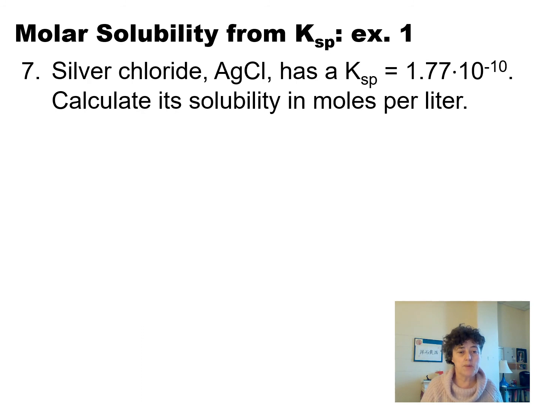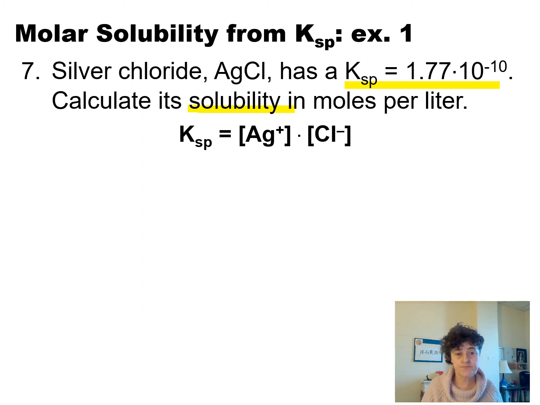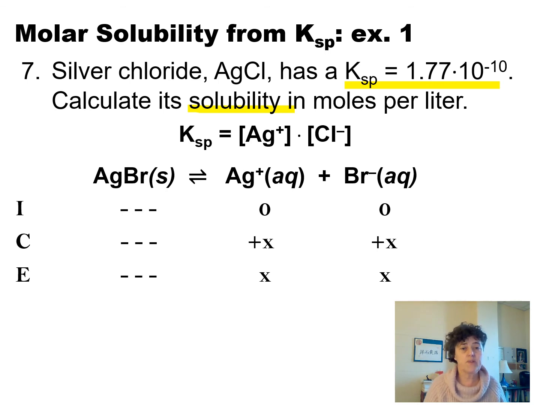In this problem, we are given the Ksp, and we need to calculate the solubility. Okay. So let's write the Ksp expression. So we have a simple molar ratio of 1 to 1. It could be useful in these problems to use an ICE table to solve it. So let's see what we have in the ICE table.